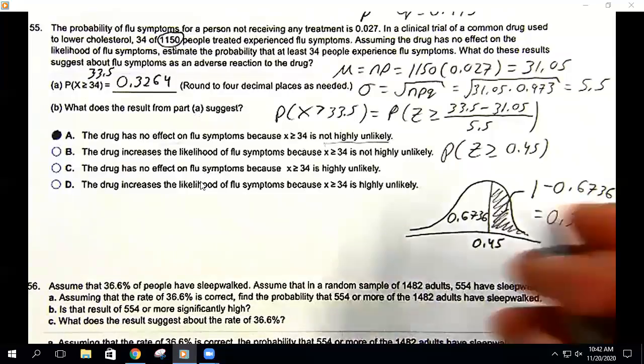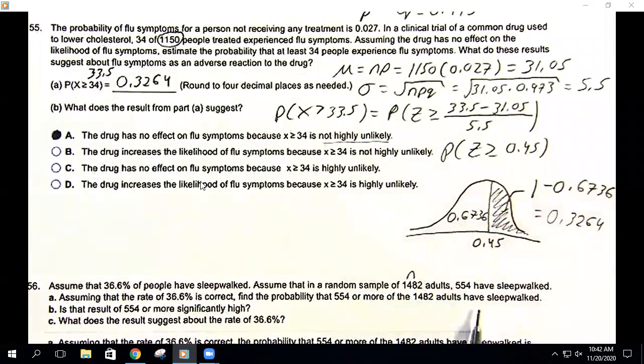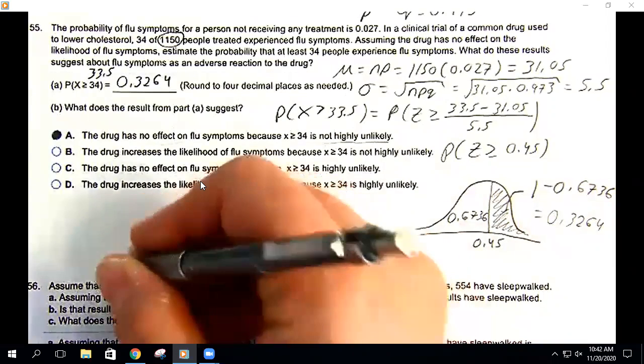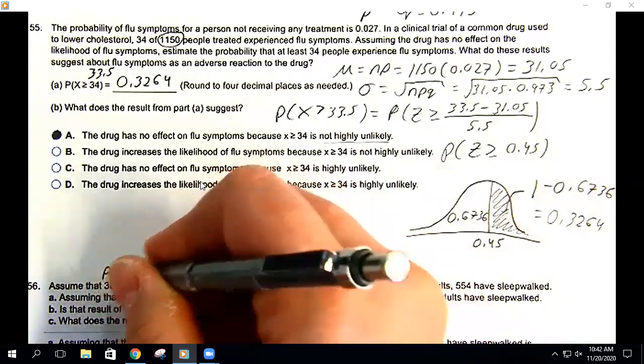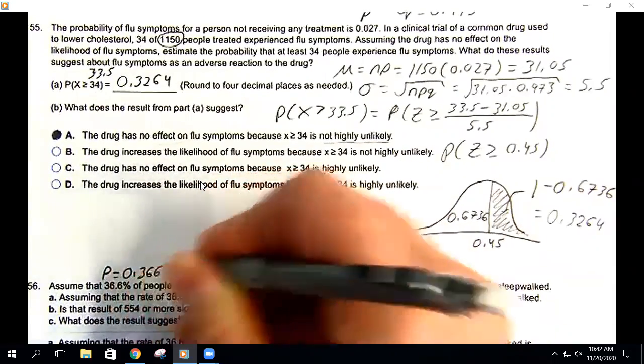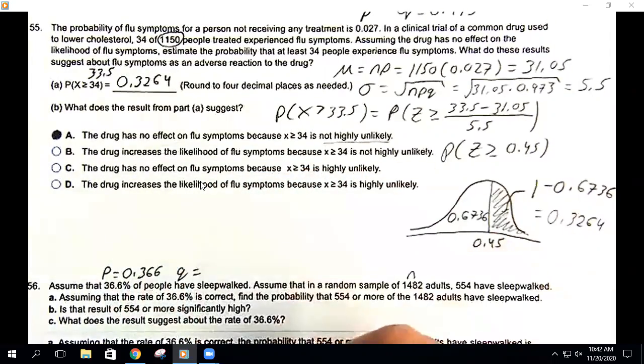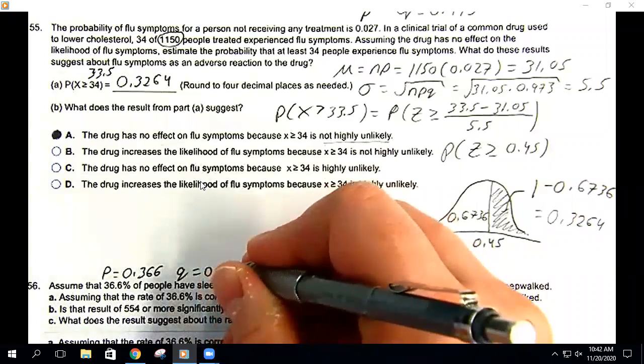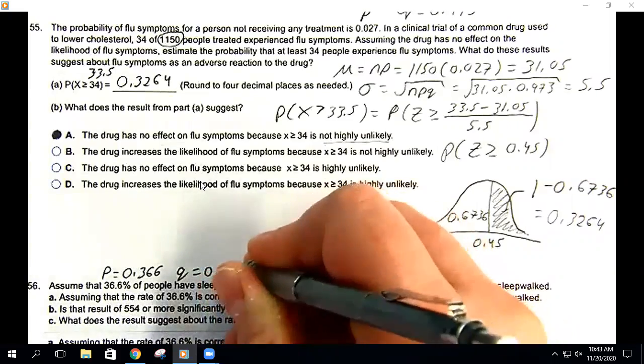Okay, 56. Assume that 36.6% of people have sleepwalked. Assume that in a random sample of 1,482 adults, that's N, 554 have sleepwalked. Assuming that the rate of 36.6% is correct, find the probability that 554 or more of the 1,482 adults have sleepwalked. So our P value here is 0.366. Therefore, our Q value is 0.634.